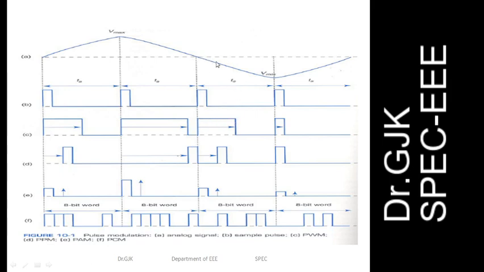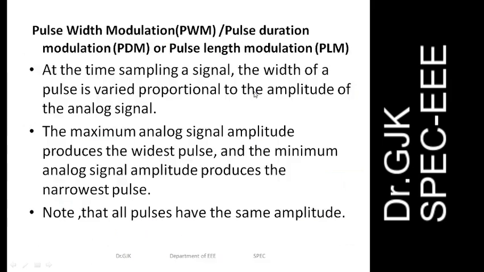Here the magnitude of the analog signal is negative. Therefore, the width of the pulse is reduced. Here the width of the pulse is reduced from 0. So if its value is 0, this is the width of the pulse. If its value is negative, its width decreases. So the width of the pulse is directly proportional to the magnitude of the information signal at that instant. This is in pulse width modulation.